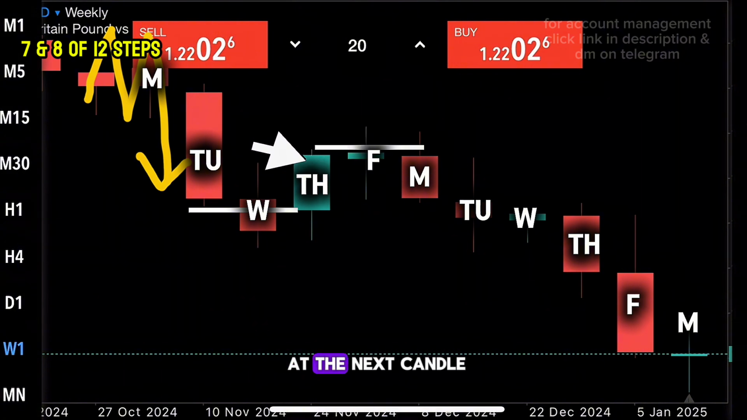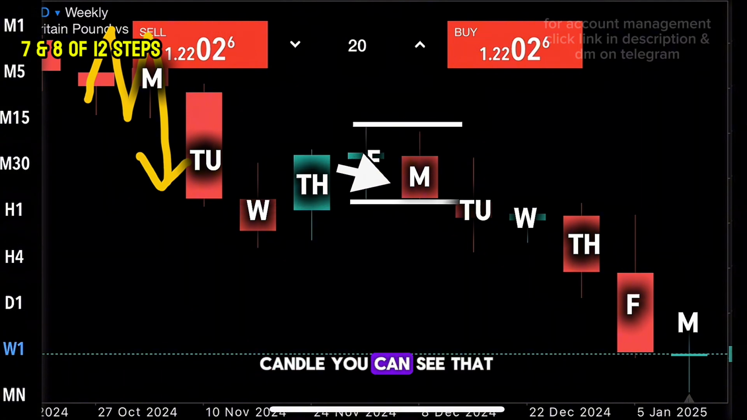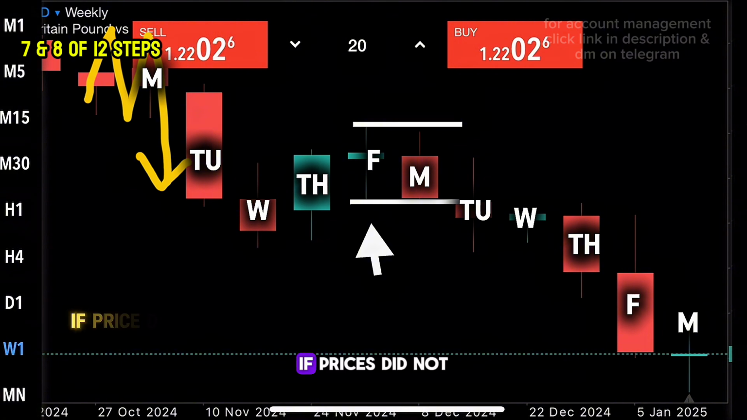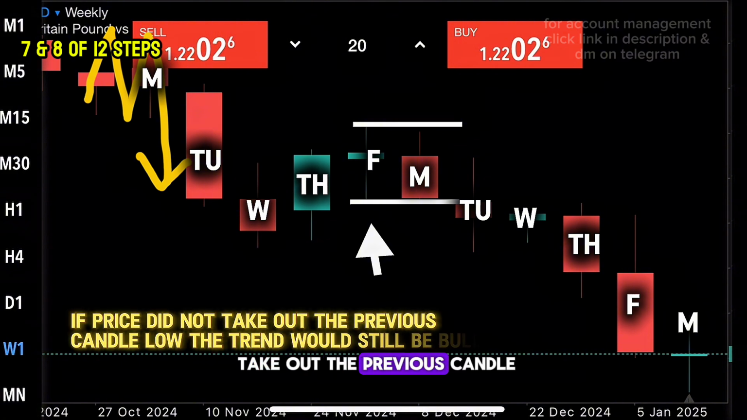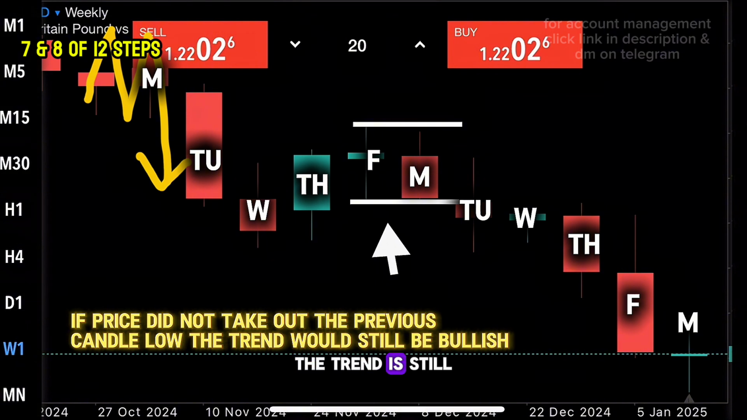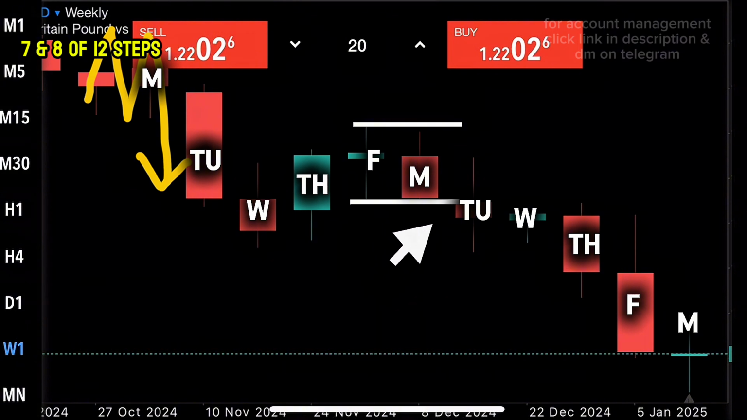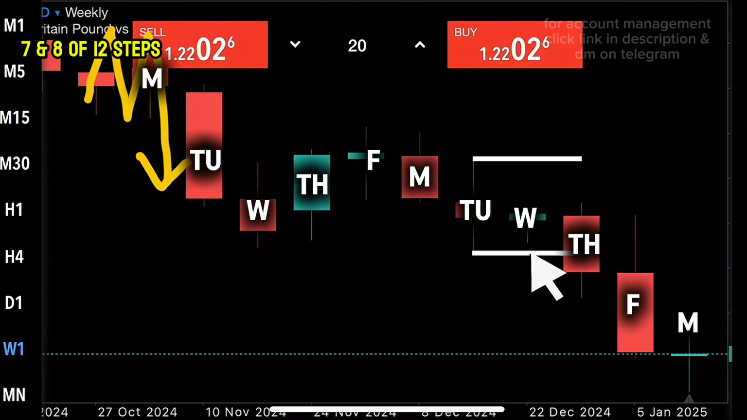But if you look at the next candle after that one, which is a bearish candle, you can see that price did not take out that low there. So when this happens, if the previous candle is bullish and price does not take out its low, the trend is still going to be bullish until you see what happened on Tuesday. You can see price cleared that Monday low. That's to show you that the trend is now bearish. And then if you look at Wednesday, you can see that price was ranging.